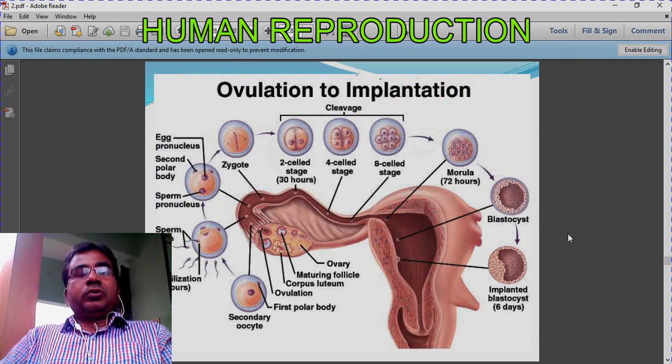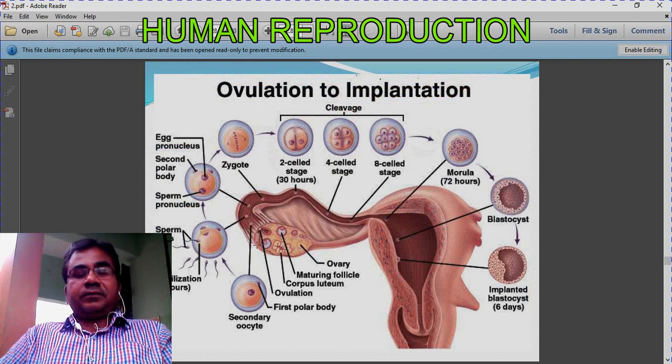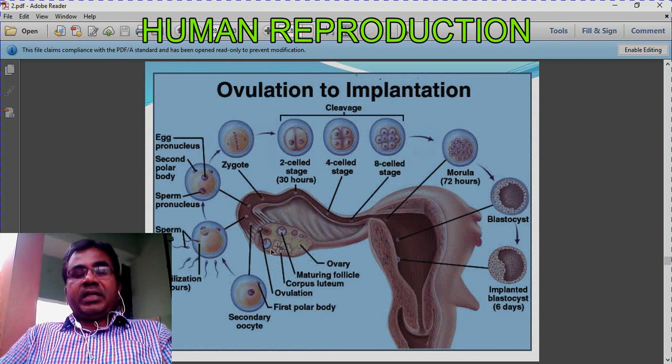Okay, this picture shows the process of ovulation and implantation. Now look at the diagram very carefully. This is the structure of the ovary. In the ovary, the follicles are there: primary follicles, secondary follicles, and then mature follicles, that is mature Graafian follicles. And from the Graafian follicle, what is released? Ovum is released. Ovulation takes place.